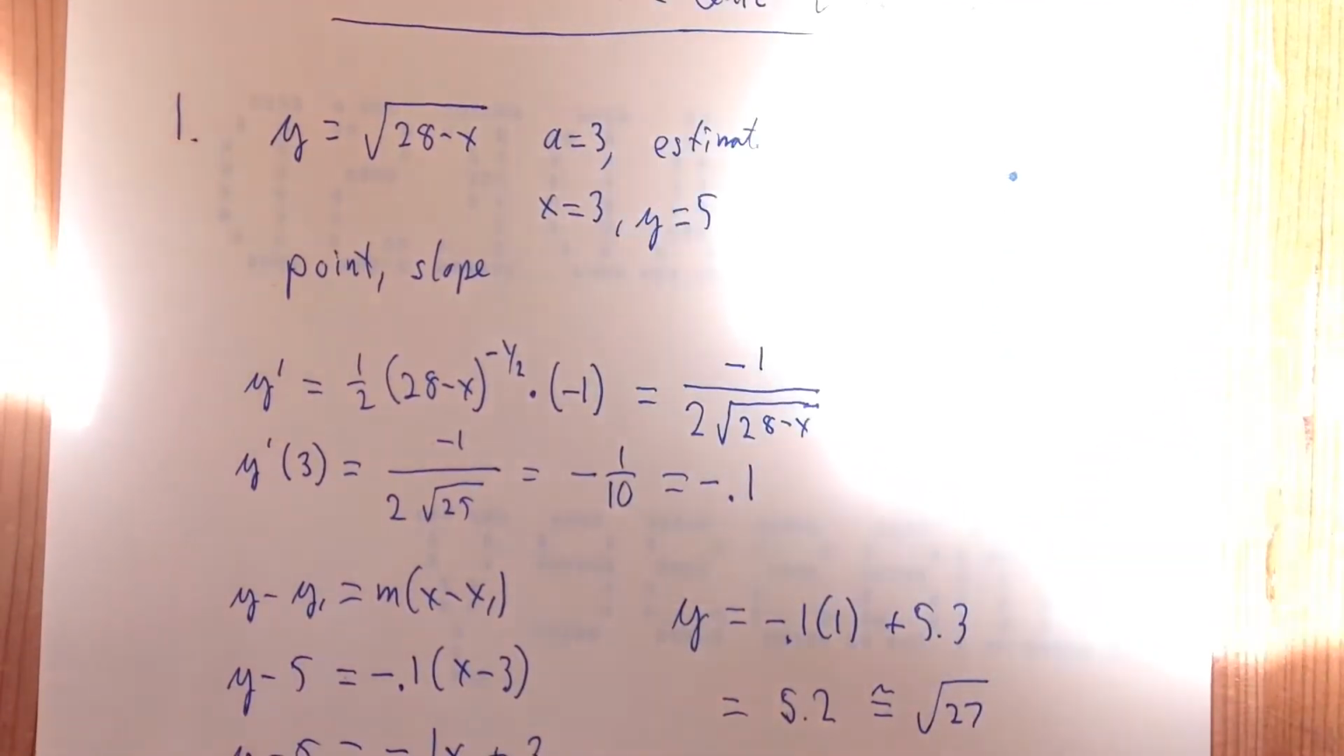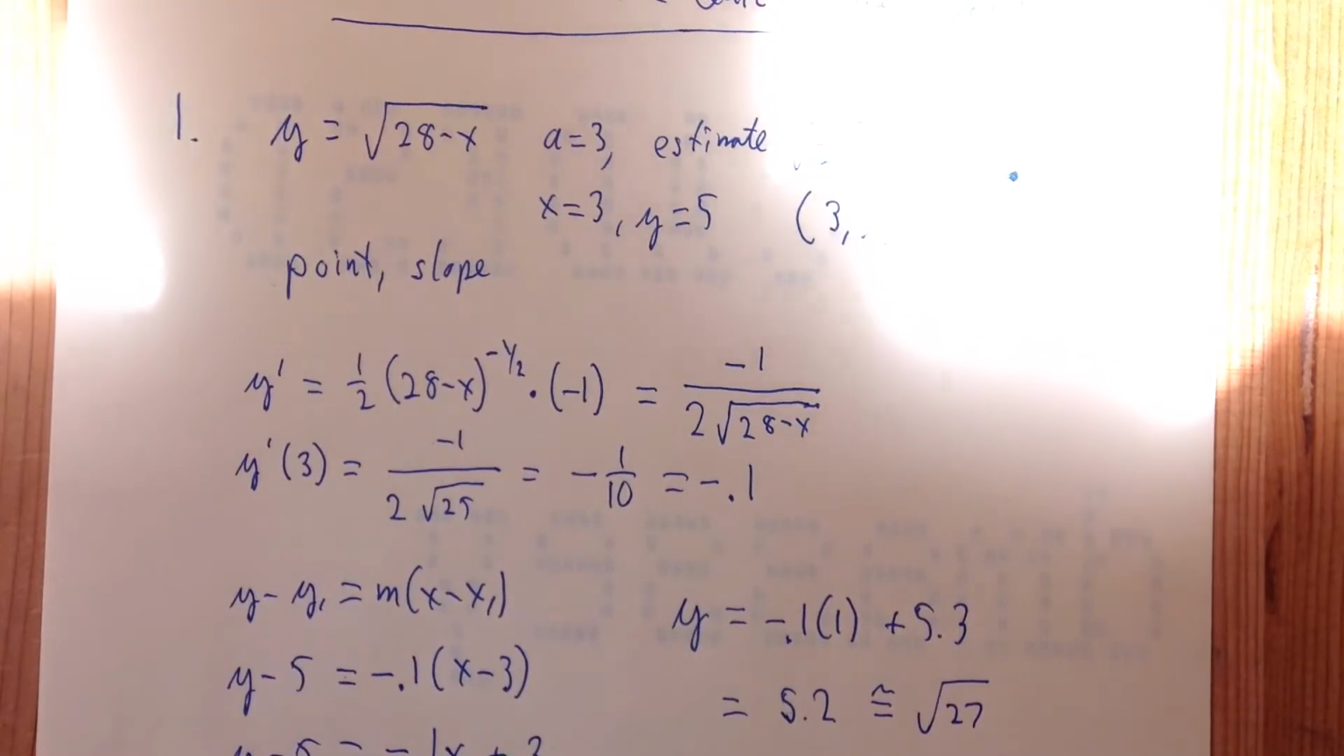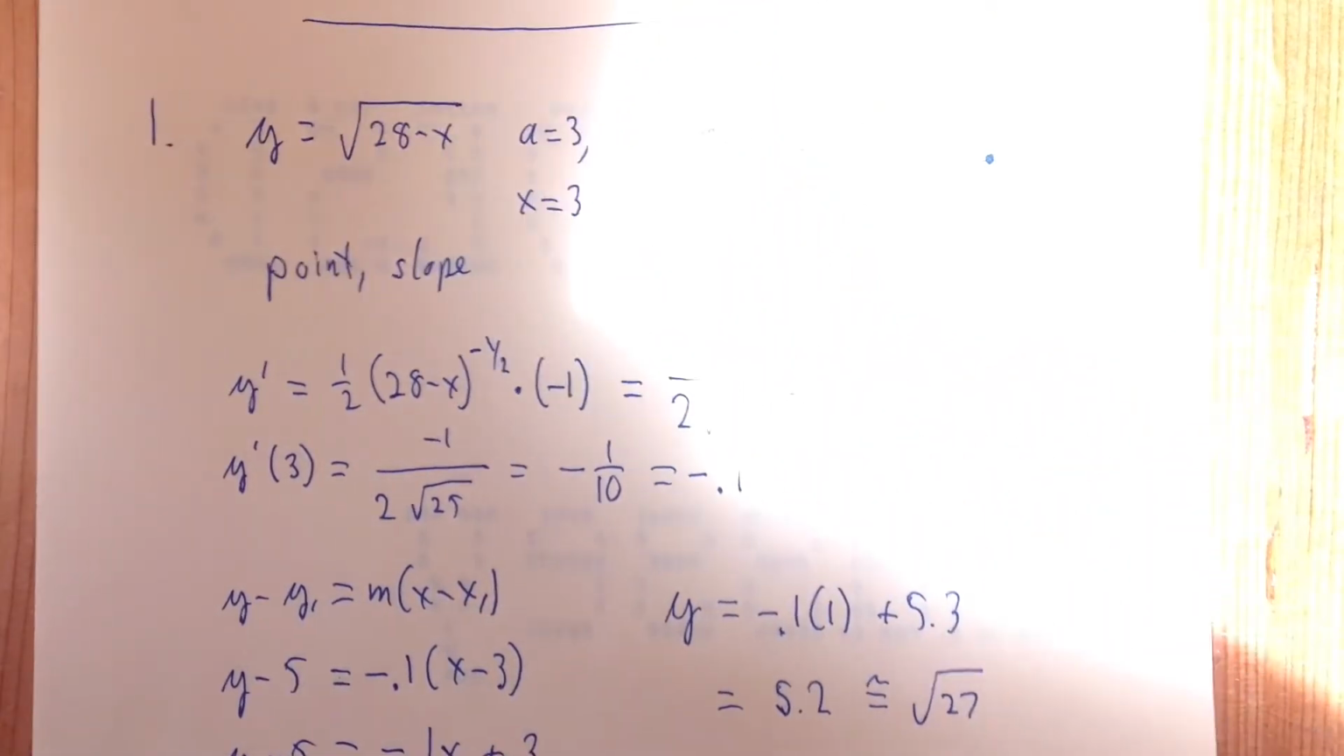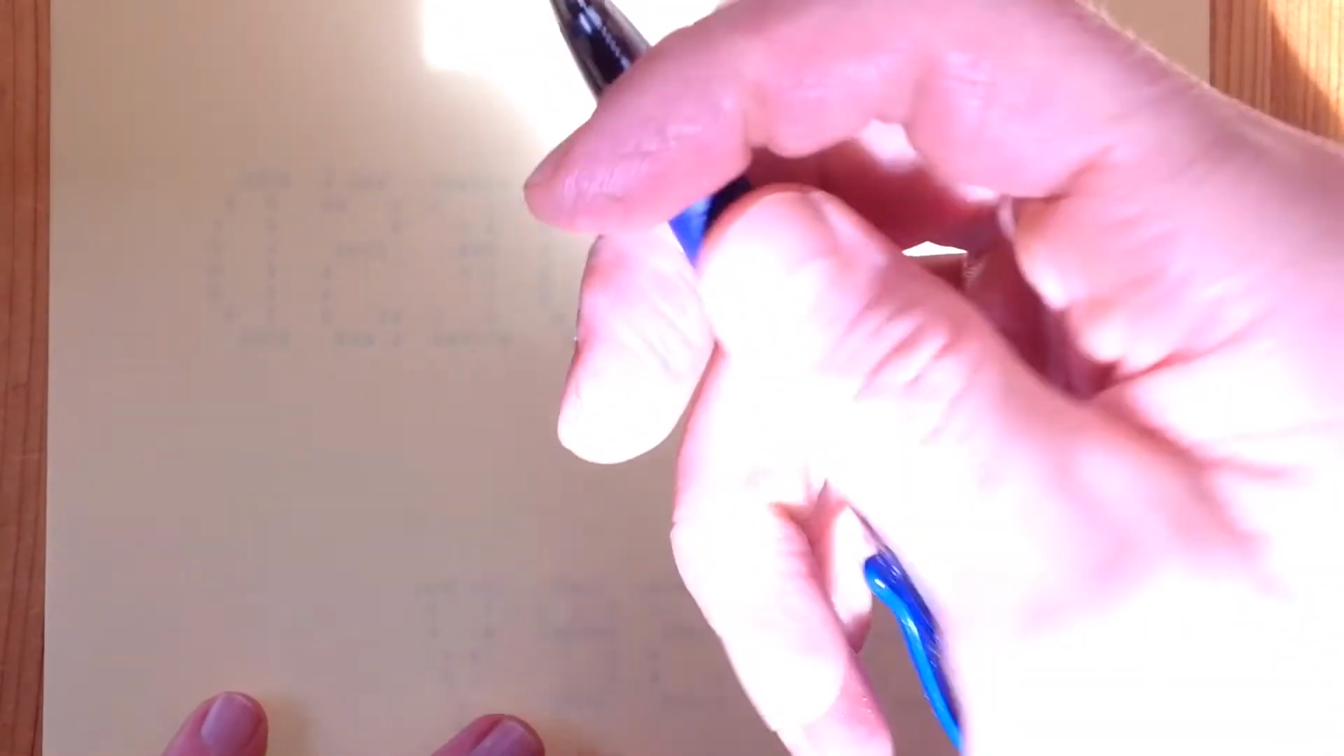Okay, that's number 1. Now let's do number 2. Number 2 is we want to estimate the sine of 58 degrees.